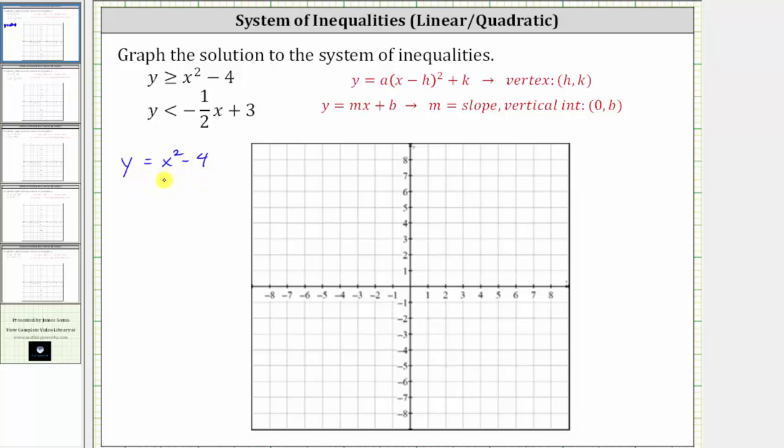The graph of y equals x squared minus 4 is the graph of y equals x squared shifted down 4 units. We're looking at the graphing form of a quadratic function. Notice that h is 0 and k is negative 4, and therefore the vertex is (0, -4). And since a is equal to positive 1, the parabola opens up.